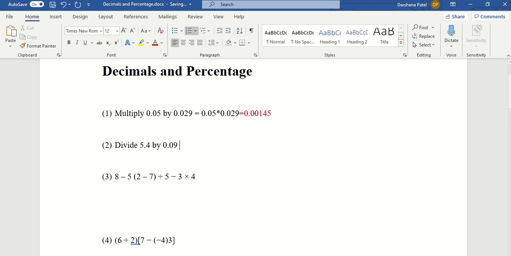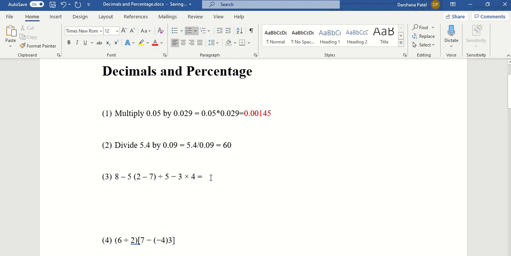Similarly, for the next one, we are asked to divide. So you can divide in your calculator 5.4 divided by 0.09, or you can do it manually. We know there are 6 nines which can go into 54, and then adjusting the decimal, we should get 60 as the answer.